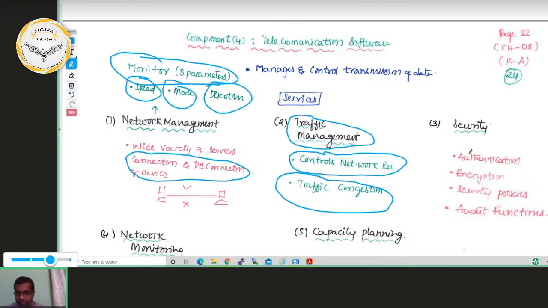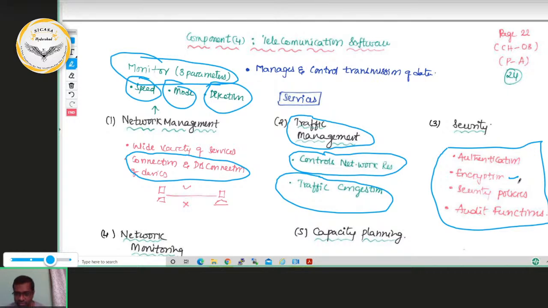It provides security by 4 aspects. First one is called authentication. Authentication is nothing but verifying. Without verifying, it will not transmit the data. Second is called encryption, which we have already studied. Encryption is nothing but conversion of plain text to ciphertext.